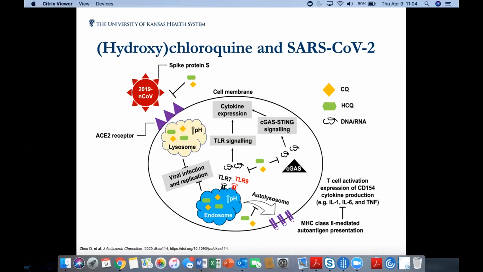And so, as I said before, hydroxychloroquine and chloroquine increase intracellular pH, so they decrease the rate of viral endocytosis because this is a pH-dependent process. The lower the pH, the better this works. So ultimately, this inhibits viral infection and replication. And then you can see some immunomodulatory effects over here that can inhibit the production of interleukin-1, interleukin-6, and TNF-alpha.